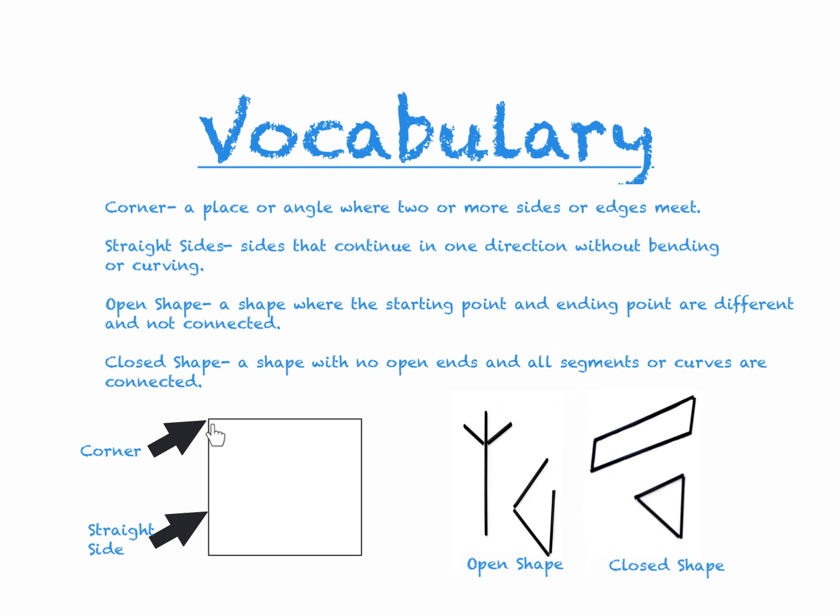Down here you can see that this is a corner and this is classified as a straight side. These are classified as open shapes because there are openings here, and these are closed shapes because the starting and end points are the same.